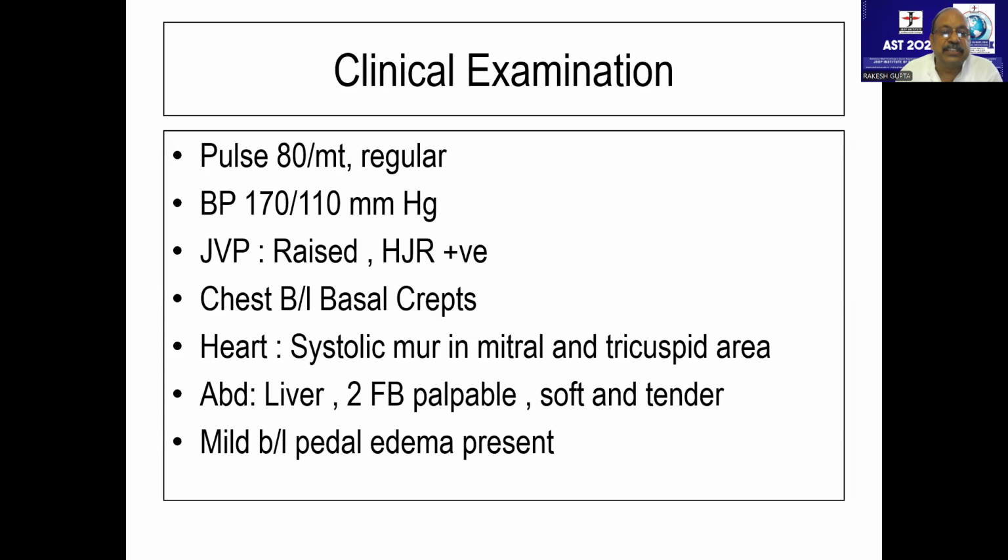Let's look at the clinical features. Pulse is 80, BP is 170 by 110, JVP is raised, bilateral basal crepts, systolic murmur in the mitral and tricuspid area, liver is two finger widths palpable, soft and tender, and she has mild bilateral pedal edema. So what is the clinical feature of this lady? If you look very carefully, this lady is hypertensive and presently she is in congestive heart failure. Correct? Any questions on this?